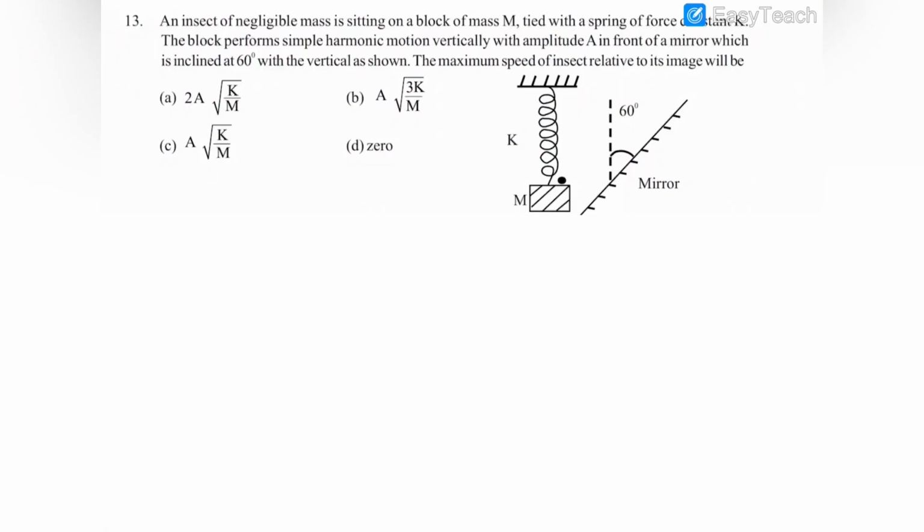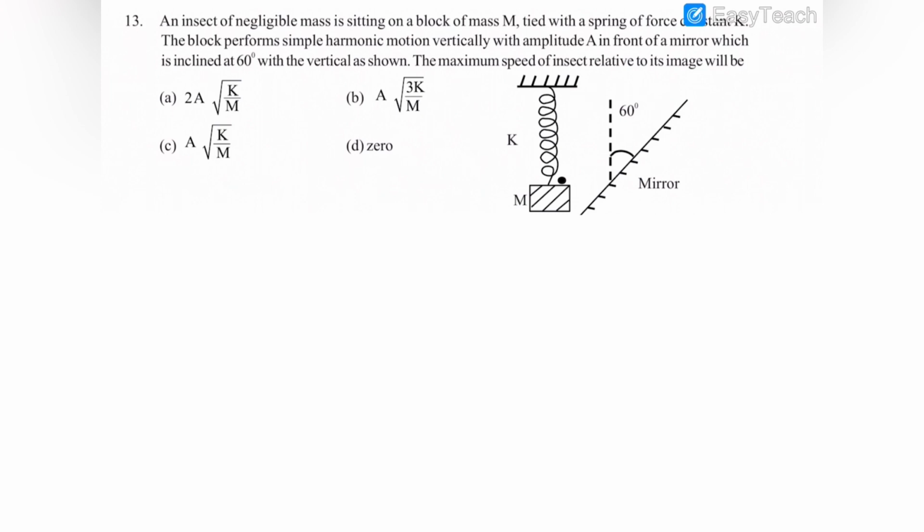In this question, you can see that there is a spring block system which has a mass m and a spring constant k. An insect of negligible mass is sitting on this system, and there is a mirror which is inclined at an angle of 60 degrees. So this insect along with the block is performing simple harmonic motion in the vertical direction, and we have to find out the maximum speed of the insect relative to its image.